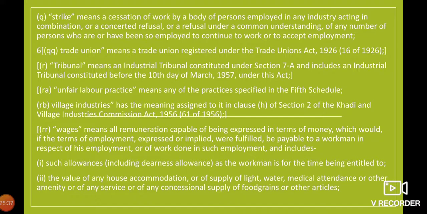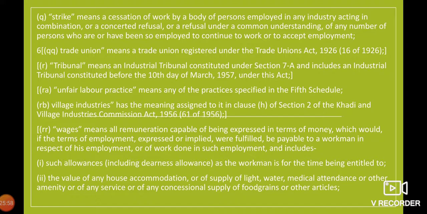Let's move further. Section 2, clause QQ. Trade union means a trade union registered under the Trade Unions Act 1926, right? And what do we mean by tribunal? Section 2, clause R. Tribunal means an industrial tribunal constituted under Section 7A and includes an industrial tribunal constituted before the 10th day of March 1957, right?